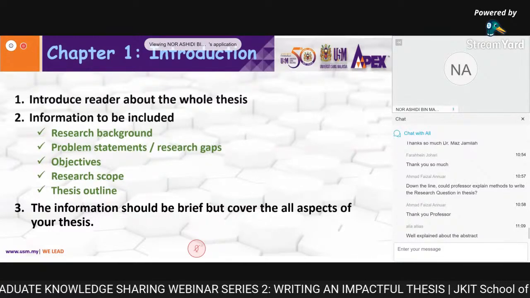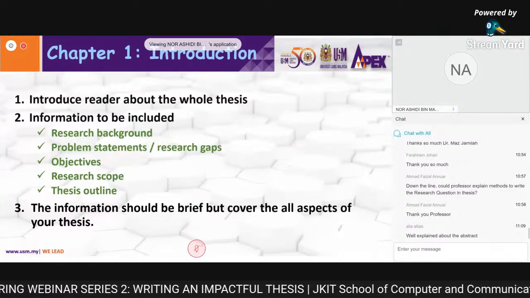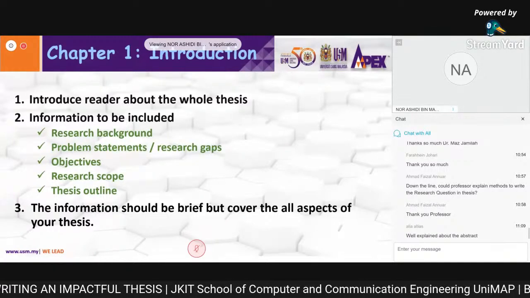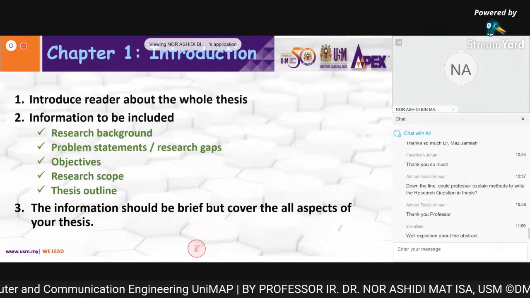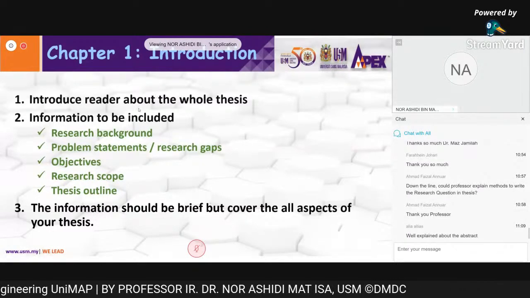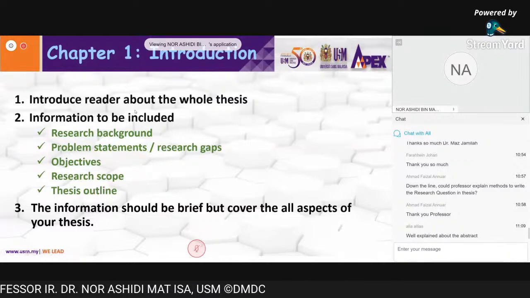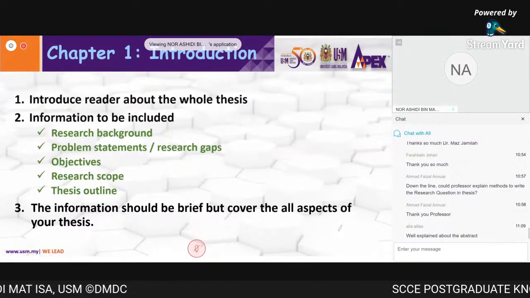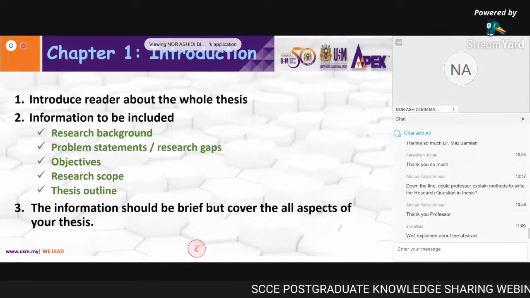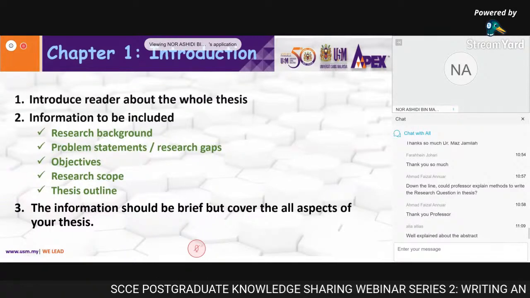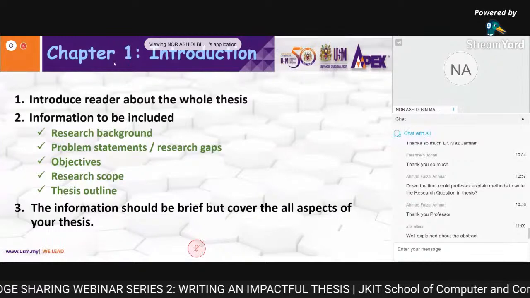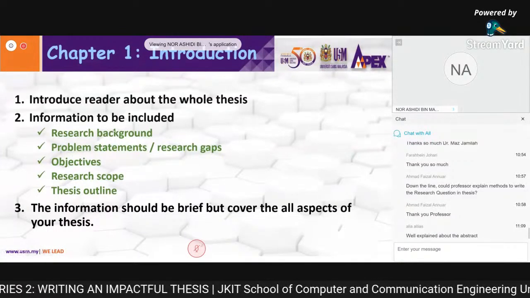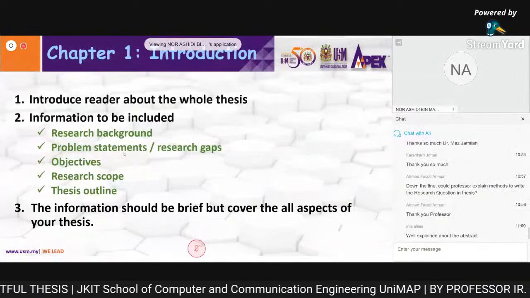What is the problem statement? So based on the problem statement, what is your objective in order to achieve that, and so on. So that's why I always ask my students to write Chapter 1 only after he or she completes Chapter 2, Chapter 3, and Chapter 4. Okay, so he knows what the problem statement actually is. Because when you start Chapter 1, you state your problem statement here.